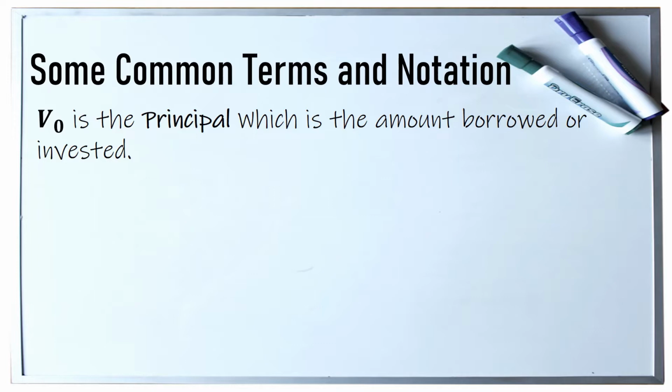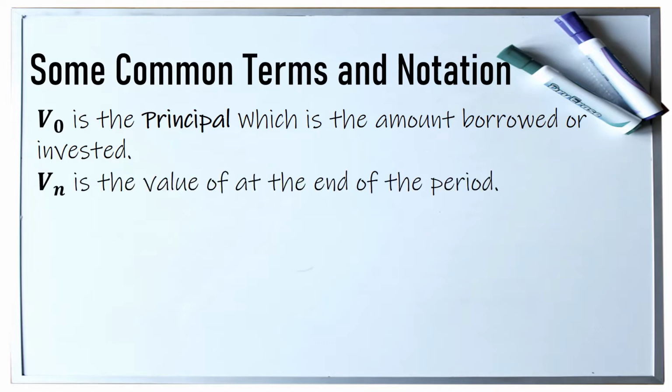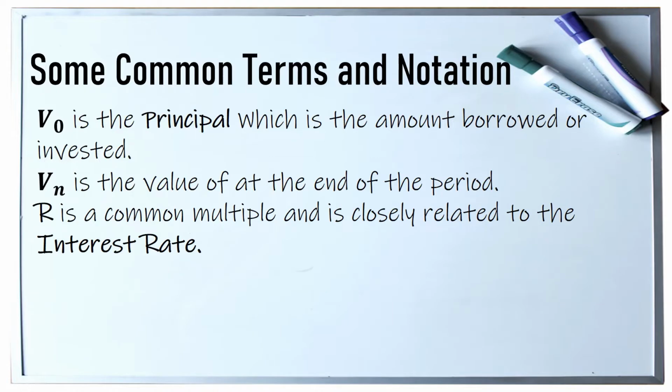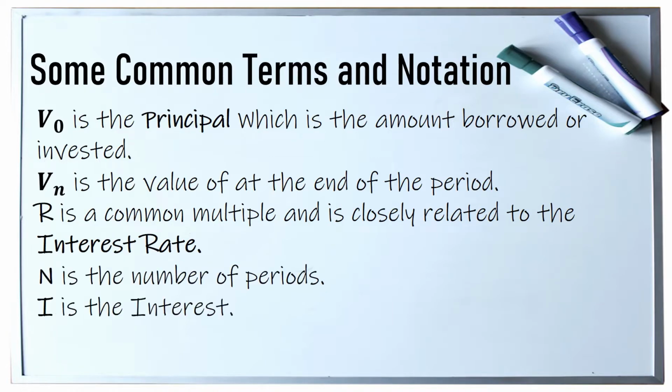V0 is the principal, which is the amount borrowed or invested. Vn is the value at the end of the period. R is the common multiple and is closely related to the interest rate. N is the number of periods, and I is the interest.